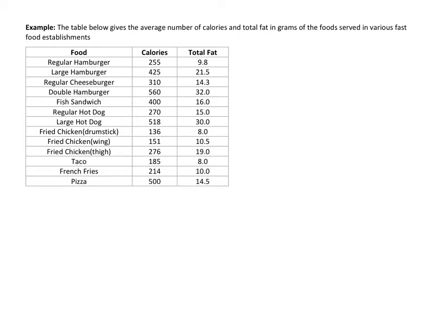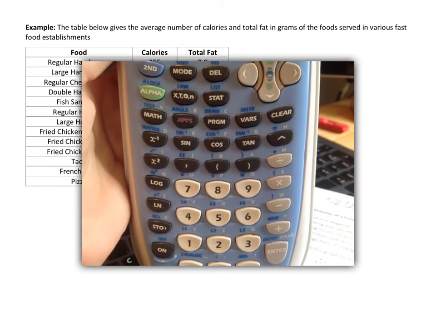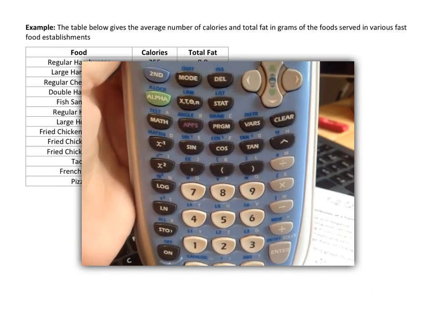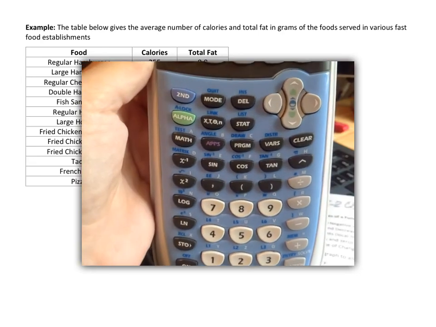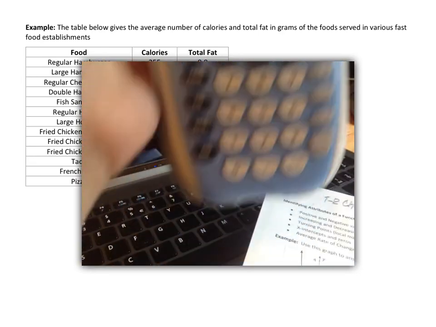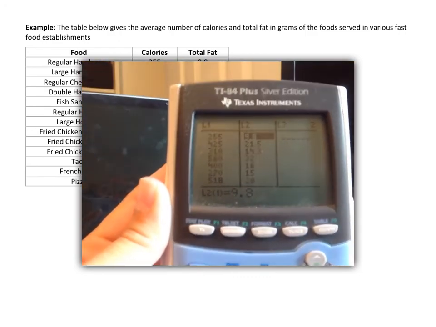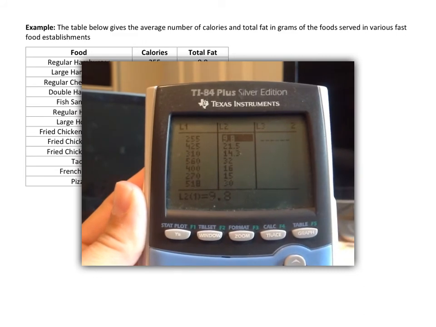Alright, finally, I know you've all been waiting for this. Here's an example. Here's a table. It gives the average number of calories and total fat grams of the food served in various fast food establishments. So using your instructions that you've already written down, you're going to press STAT, and then you're going to choose the first option, Edit, and then you're going to put all of the x values in list 1 and all of the y values in list 2.